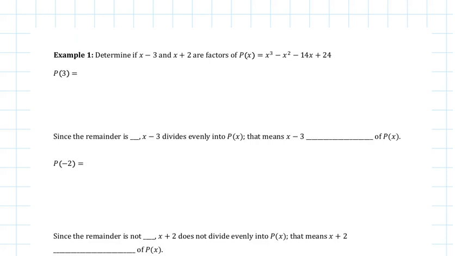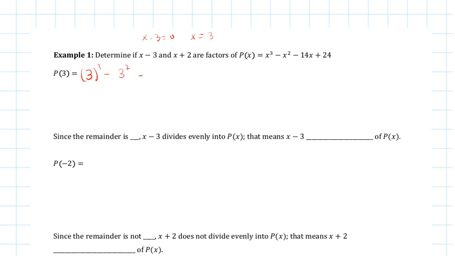So to determine if x minus 3 and x plus 2 are factors of p of x equals x cubed minus x squared minus 14x plus 24, all I have to do is set x minus 3 equals 0, then x equals 3, and then I'm going to plug in 3 for x. So I'm going to find p at 3.